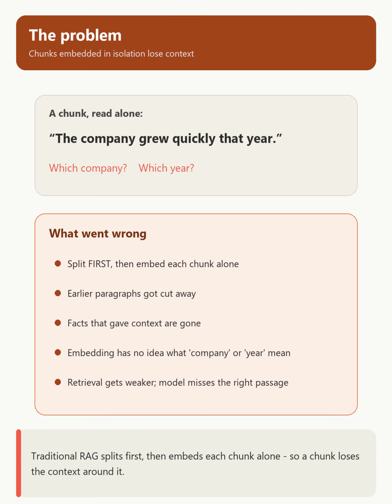Here is the problem. In the traditional approach, you split the document into chunks first, and only then embed each chunk on its own. But a chunk read in isolation loses context. Imagine a paragraph that says, "The company grew quickly that year." Which company? Which year? Those facts lived in earlier paragraphs that got cut away. The embedding has no idea, so retrieval becomes weaker and the model can miss the right passage.